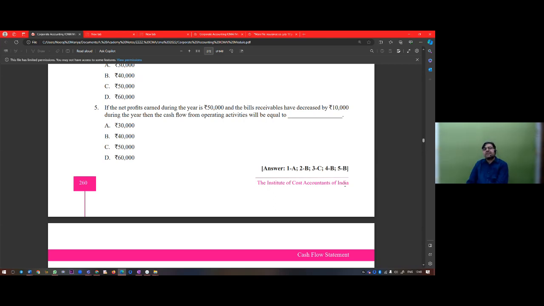Bills receivable decrease, the cash will increase. Answer will be 60,000. Net profit is 50. Bills receivable has decreased by 10,000 in the year. They are doing it wrong. Answer is B, 40,000. Instead of bills receivable, please make it bills payable. The answer will be 40,000. Okay.